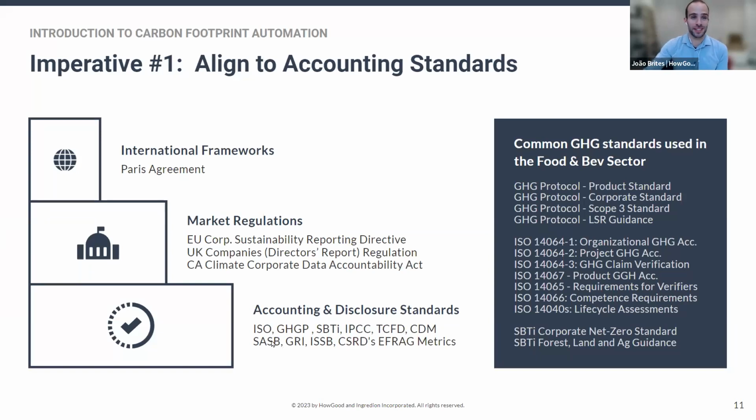Here you have a list of the different accounting and disclosure standards that we're tracking here at HowGood. But you also see here on the right-hand side some of the ones that are most common for the food and beverage sector. In our case here at HowGood, we follow very closely the GHG Protocol. We follow very closely the ISO standards and also the Science Based Targets initiative standards and guidance for forestry, land, and agriculture.